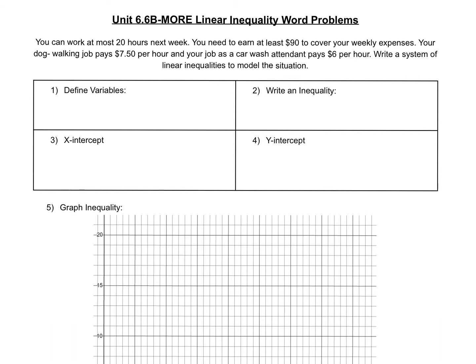You can work at most 20 hours next week. You need to earn at least $90 to cover your weekly expenses. Your dog walking job pays $7.50 per hour, and your job as a car wash attendant pays $6 per hour. Write a system of linear inequalities to model the situation.